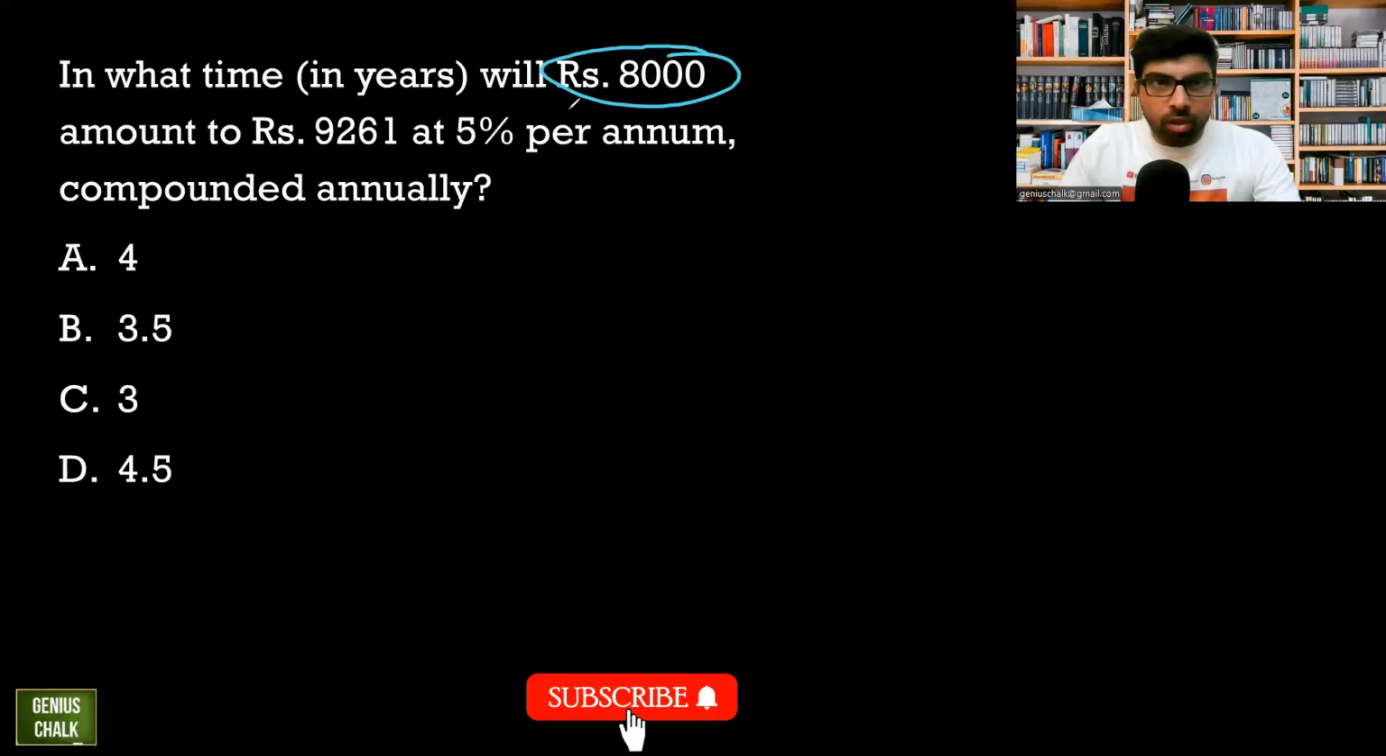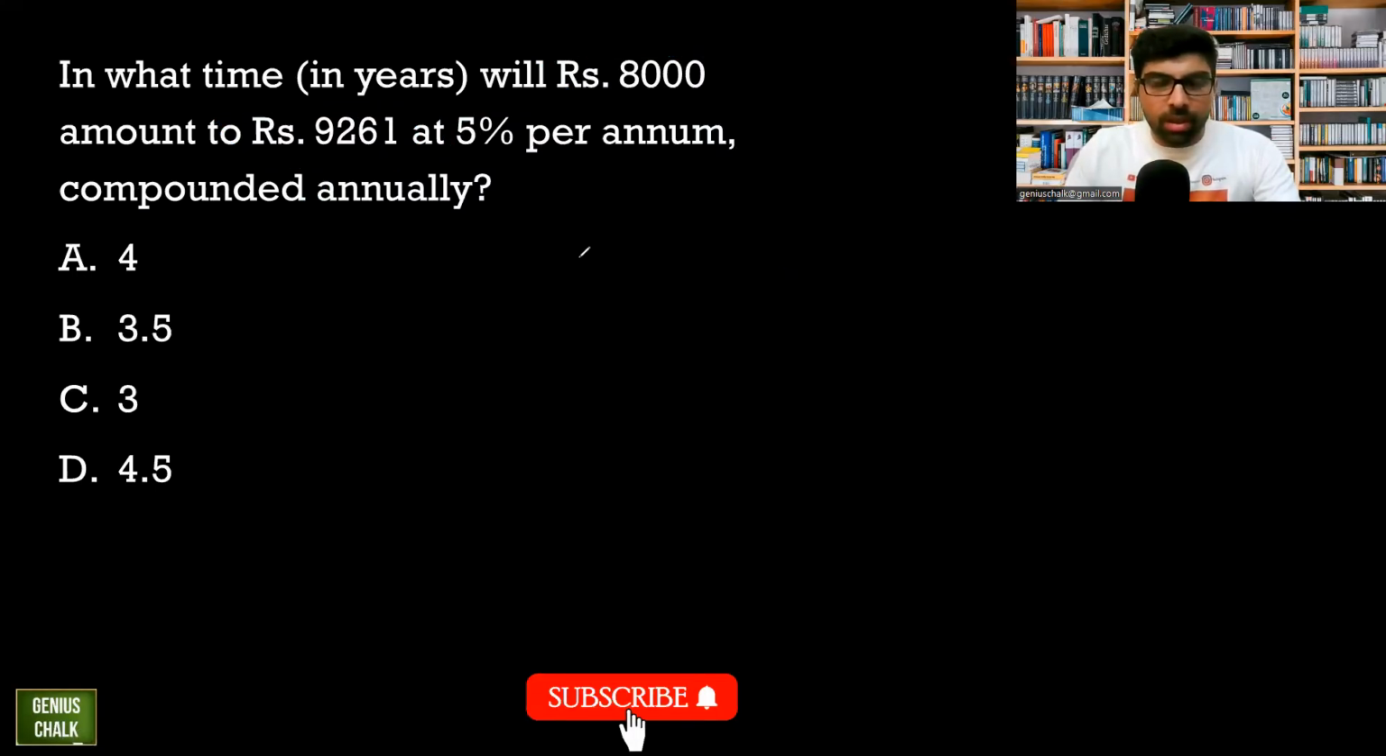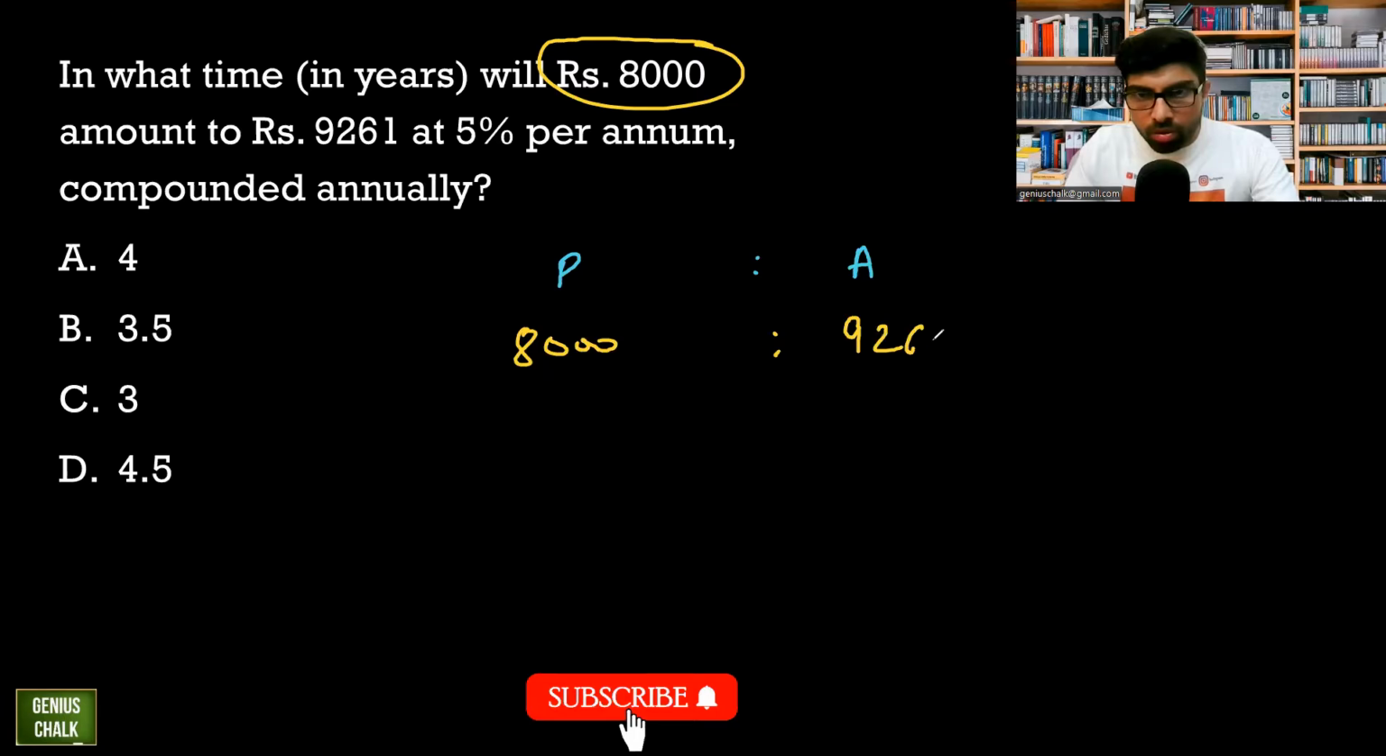In what time will 8,000 rupees become 9261? 8,000 rupees will become 9261 at 5% compounded. That means it is a compound interest question. So whenever you have to find time and rate, please remember, always write the ratio of principal and amount. What is principal? Principal is 8,000. Okay. And amount is 9261.